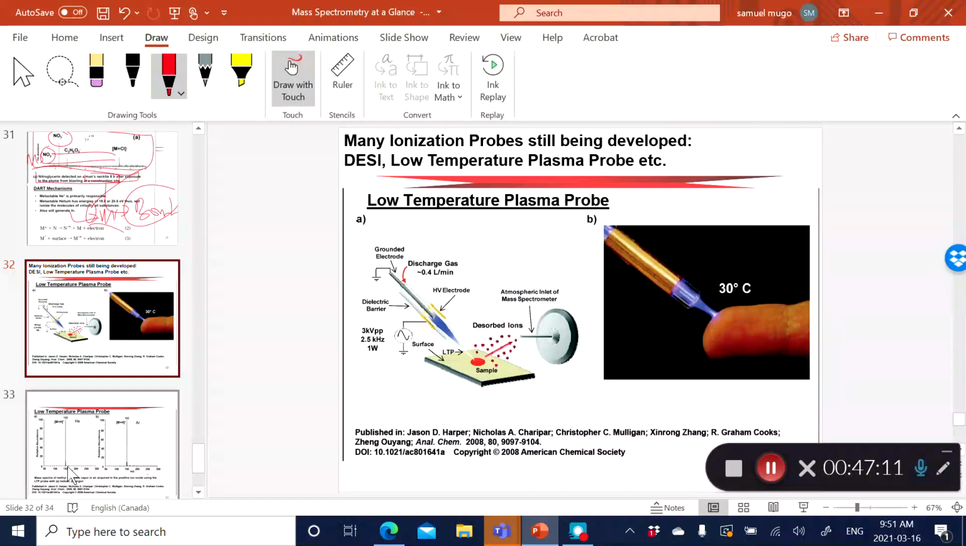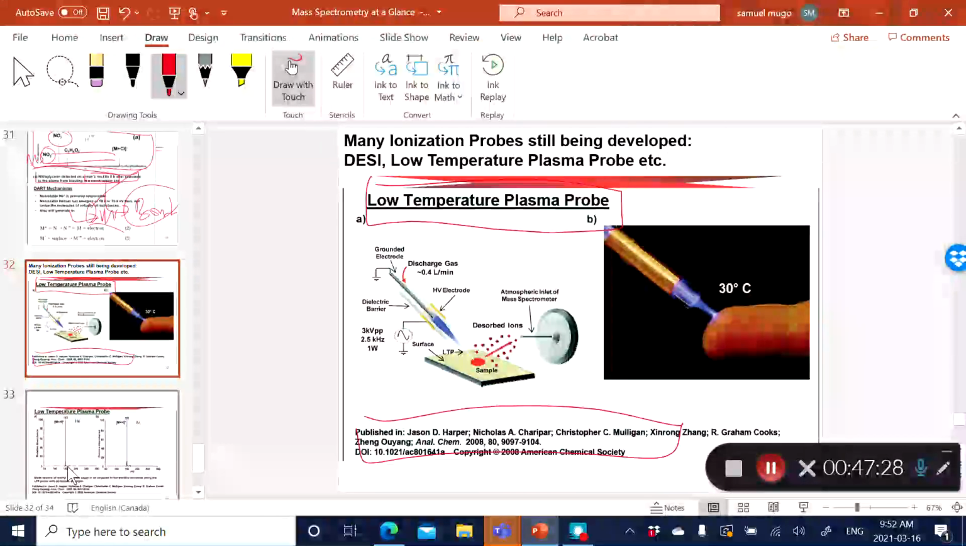Other similar techniques that different people have made is what you refer to as the low temperature plasma probe. Again, you can see the relationship with the ICP. The only difference in this case is low temperature, meaning you won't break down or atomize the sample. In this case, a discharge gas goes through a high voltage needle, and that gas can then be sprayed onto the sample.